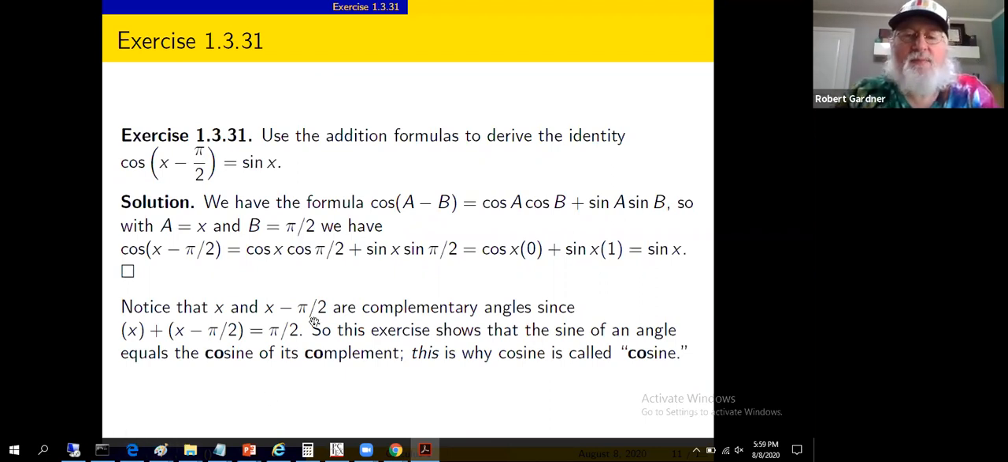X and x minus pi halves are complementary angles. That is, you add them together, you get a 90-degree angle, if you're used to thinking that way. Pi halves radians. So angles are complementary if their sum is 90 degrees, pi halves radians. So these two angles are complementary. So this exercise shows that the sine of an angle equals the cosine of its complement.